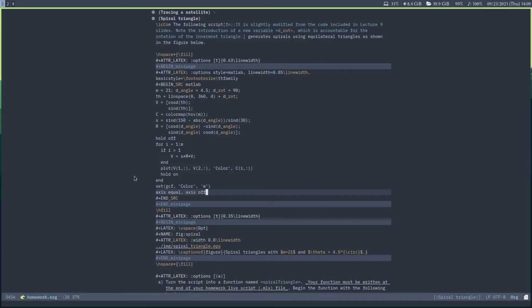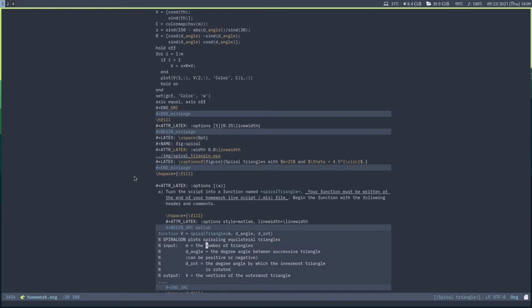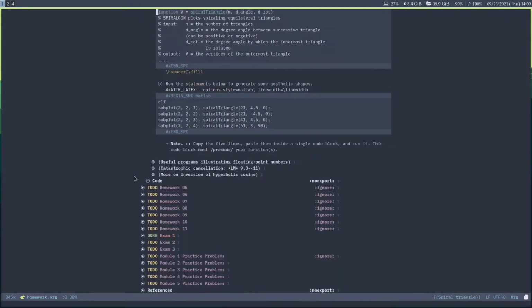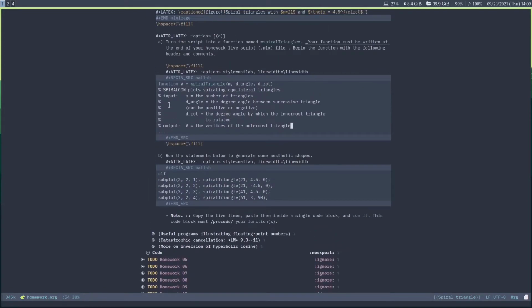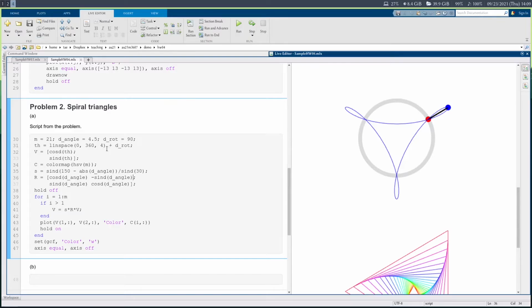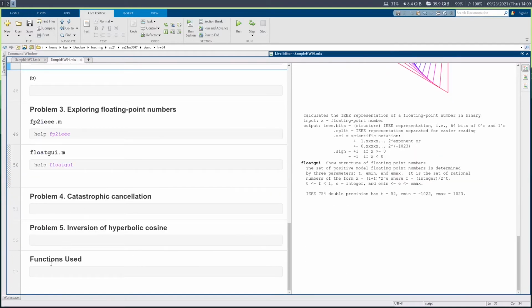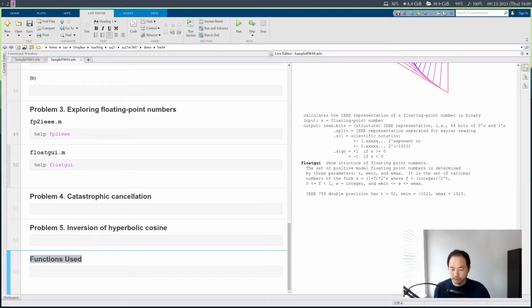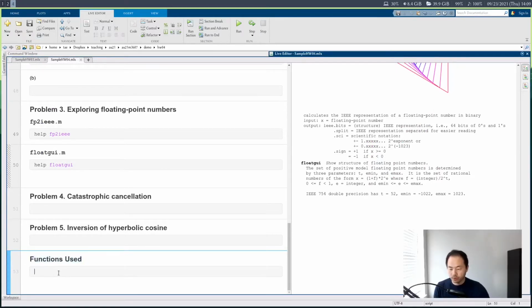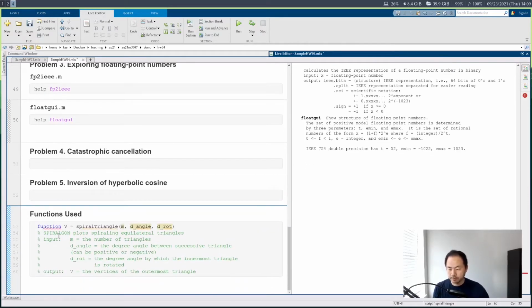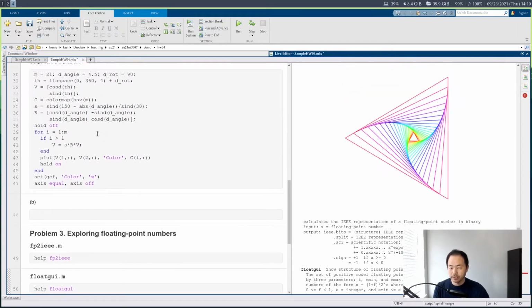Okay, and the problem gives you the function header. It is asking you to begin with such and such. Okay, so I'm also going to grab that. And what I'm going to do is go all the way down, create a section titled functions used. And here I'm going to paste the header. Okay. And then I am going to copy and paste the script.